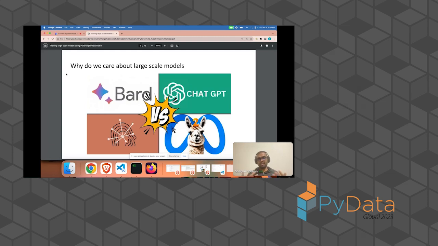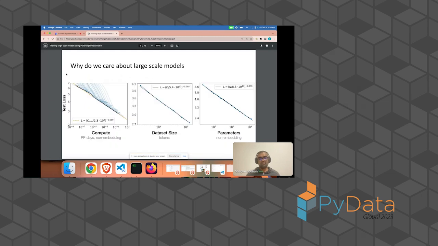And given that these models are becoming so useful and so powerful, it's very useful to think about what it takes to train these kinds of large-scale models. The other reason to care about training large-scale models is this following curve. This is from the neural scaling laws paper. This shows three different curves. On the x-axis, we have compute or the dataset size or the parameters, and on the y-axis, we have the test loss. It's not important what the task is.